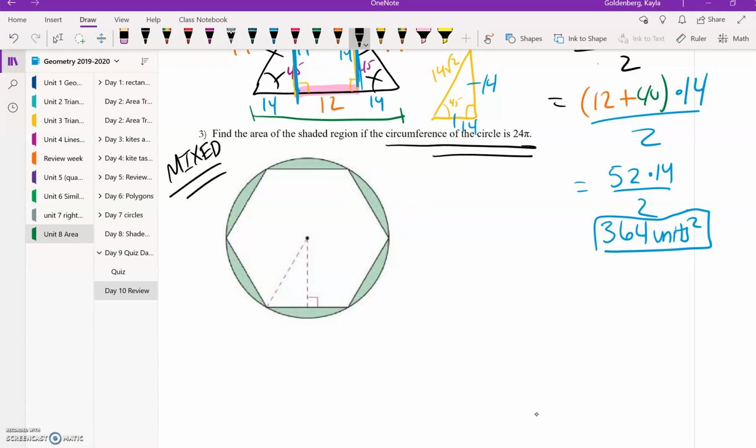Your more straightforward problems like find the area are typically core. A mixed problem is if you have to do some working backwards. Anytime they tell you what the answer of something is, that means you have to work backwards to find some kind of a measurement.